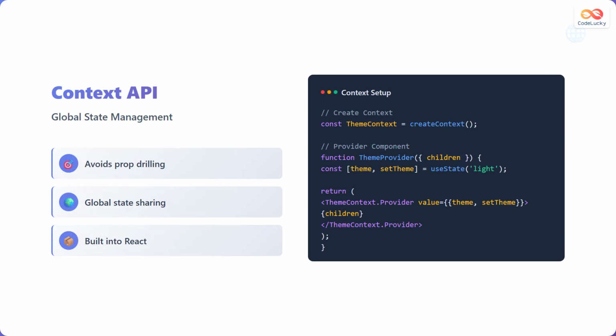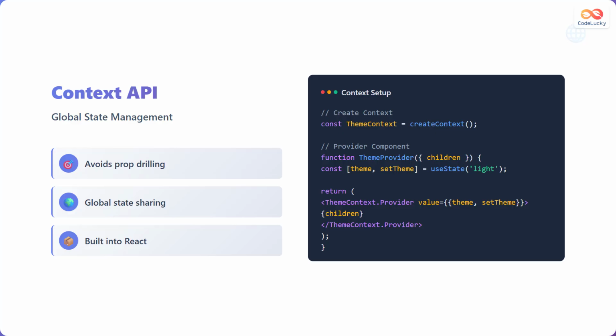The Context API solves the prop drilling problem in React applications. Prop drilling occurs when you pass props through multiple component layers just to reach a deeply nested child component. Context provides a way to share data across the entire component tree without explicitly passing props at every level.